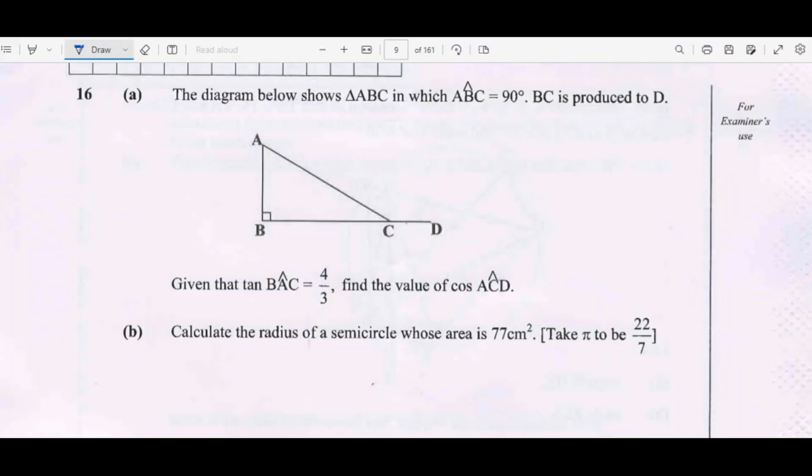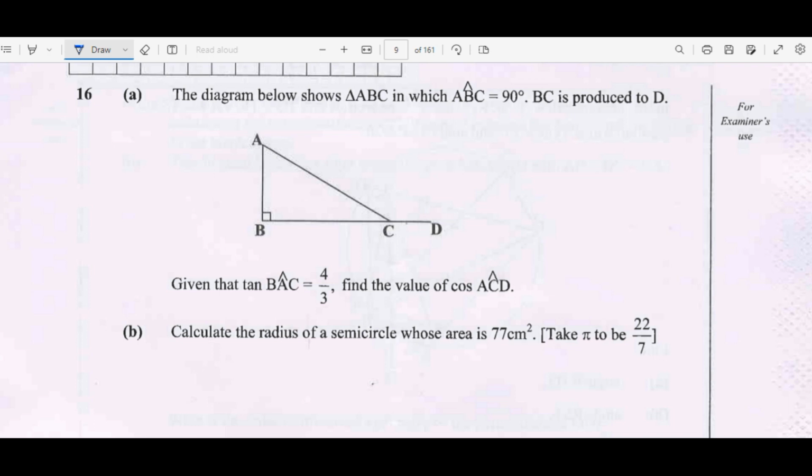Guys, let's look at two questions. The first question is from the topic of trigonometry, and the second one is a bit of mensuration. So let's have the first question. The diagram shows triangle ABC, in which angle ABC is equal to 90 degrees. BC is produced to D.